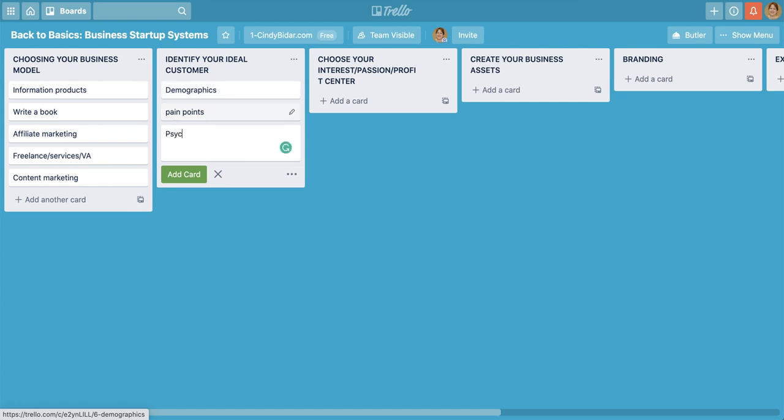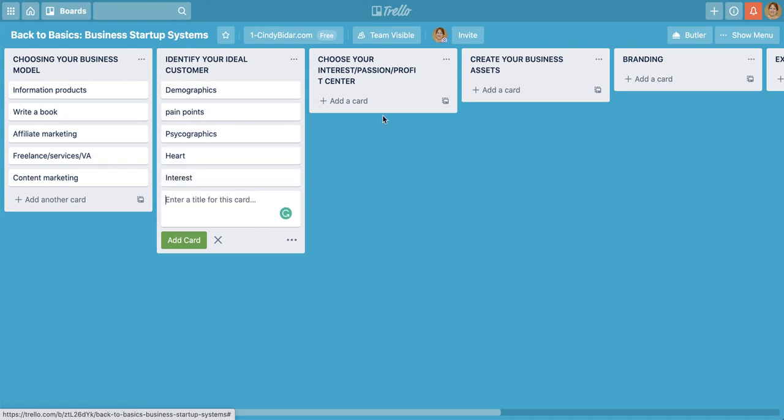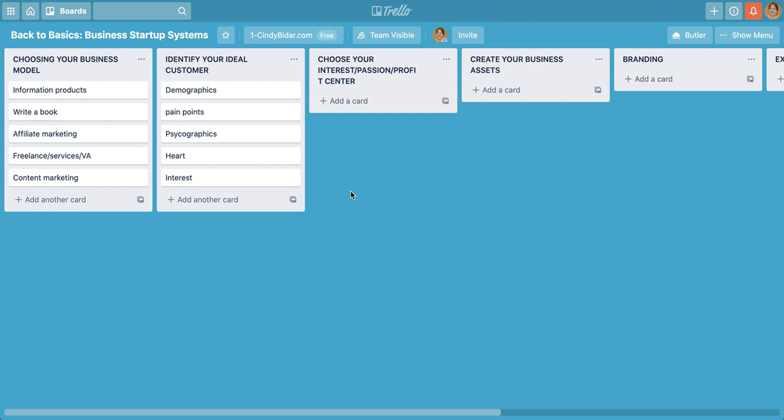Maybe you want to look at psychographics, which is those non-quantifiable things. This would be their interests and their behavior. Maybe you want to look at, I'm going to call this one heart. Maybe you want to look at just people that you resonate with. An example of that would be, I know people who are passionate about helping young single mothers, for example. So maybe it's based on an audience that you just really have a heart for. Maybe it's interest based. Maybe you want to talk to people who love knitting or quilting or photography, and those would all be interest based.